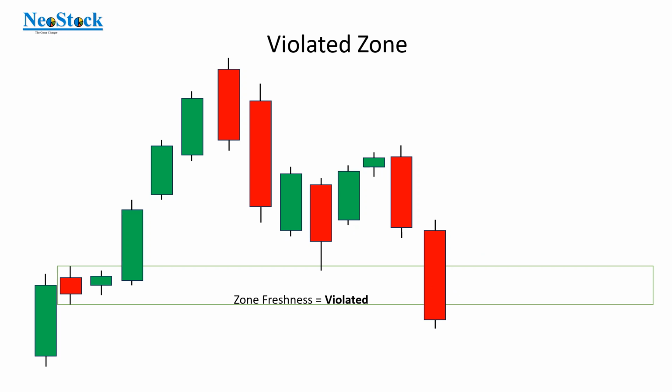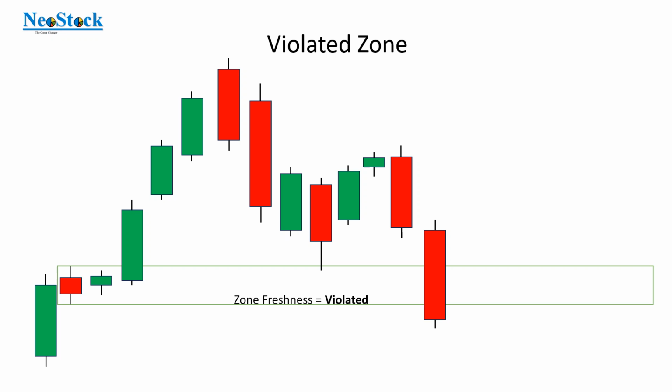A pierced zone also can be violated. That is what you have seen in the previous example. The zone is pierced, went a little up and again came back and completely violated. So a zone violation can be possible in all the three scenarios. I hope you got the clarity now.